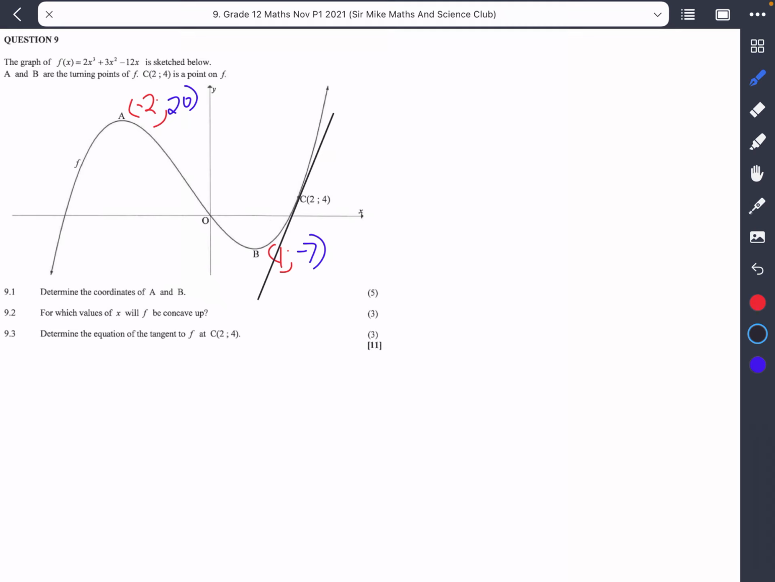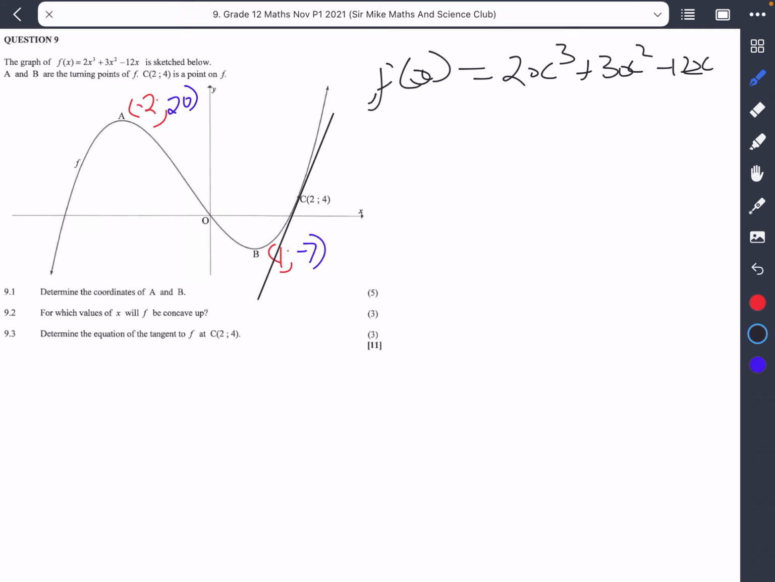Now remember, to find the point of tangency, what you would do is take the first derivative, if you are given the gradient at that point. So f of x, we know, is equal to 2x cubed plus 3x squared minus 12x.